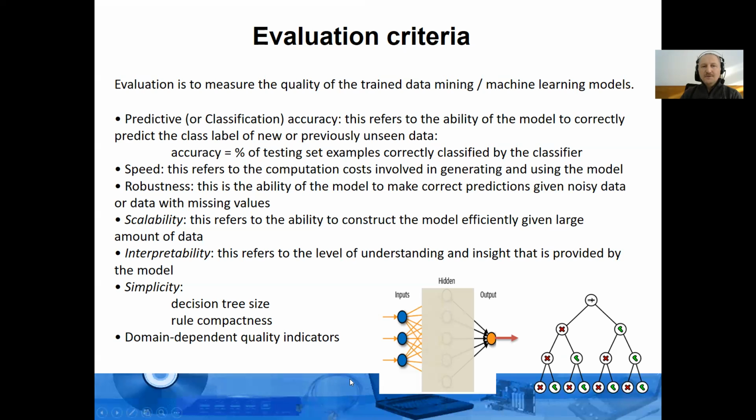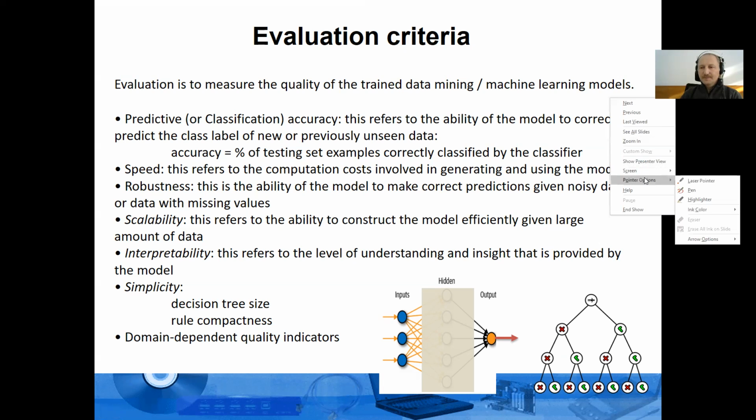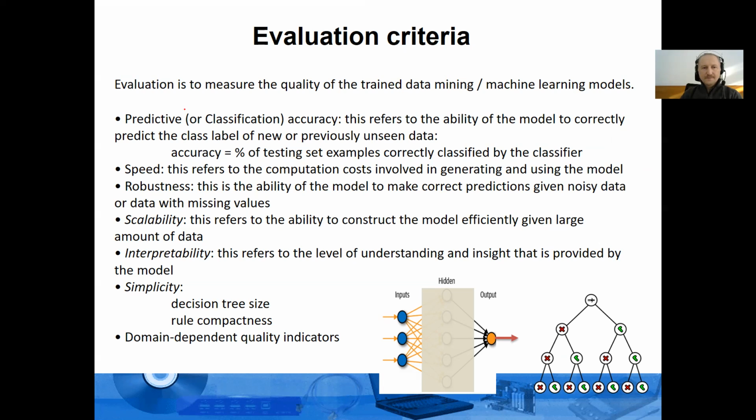You can use different criteria to evaluate. For example, one of the most commonly used criteria is predictive or classification accuracy. For example, you generate two models. One of them, for example, a neural network model, model A, and model B, for example, a decision tree model.